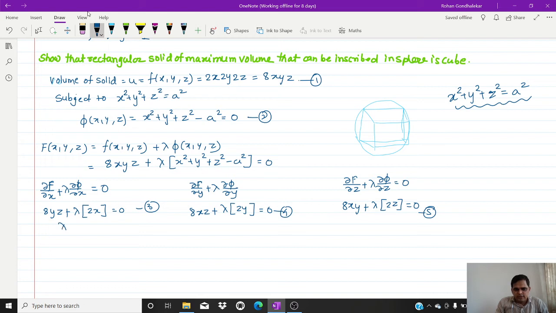Now from this we can get 2 lambda x is equal to minus 8yz. So multiplying both sides by x, we get 2 lambda x square is equal to minus 8xyz, which gives me lambda into x square is equal to minus 4xyz. Similarly, here I am getting lambda into y square is equal to minus 4xyz, and from here I am getting lambda z square is equal to minus 4 times xyz.